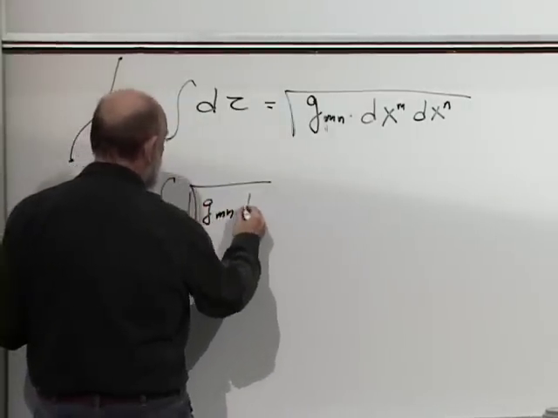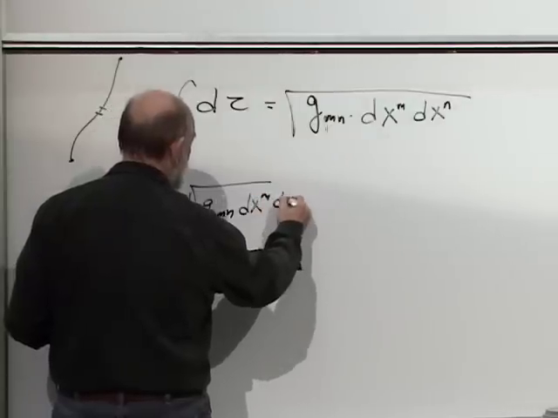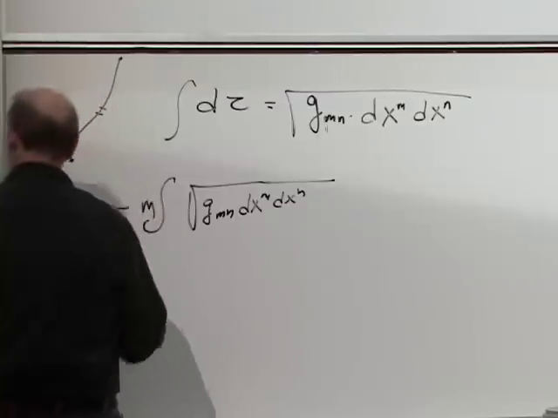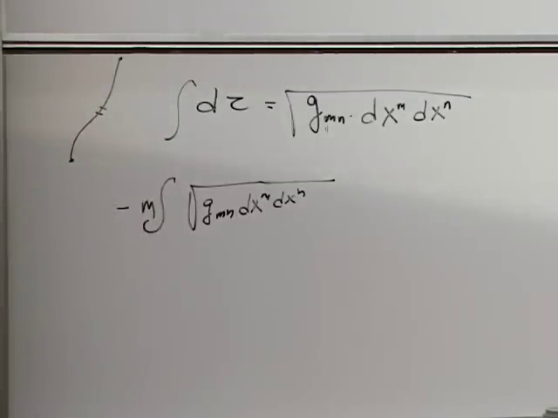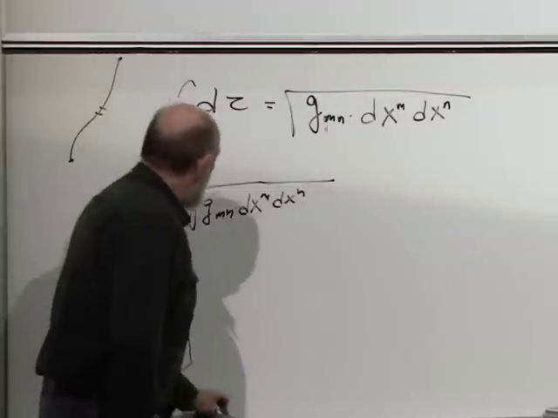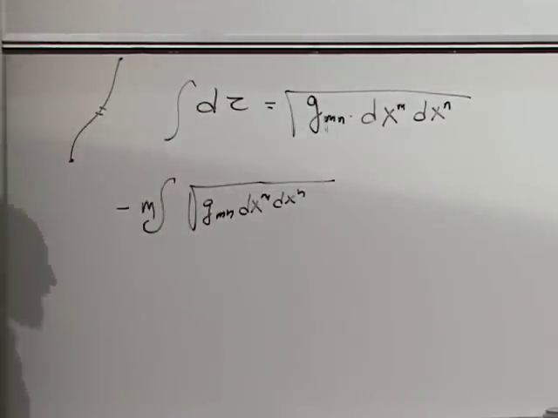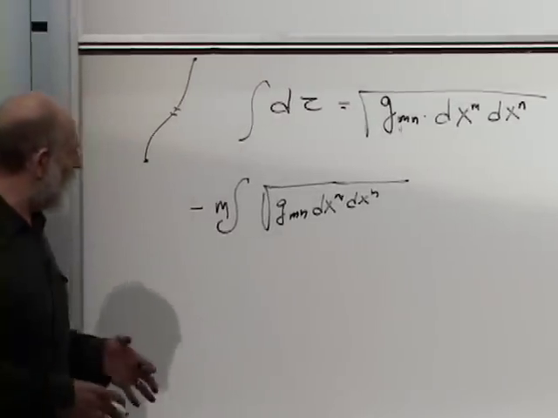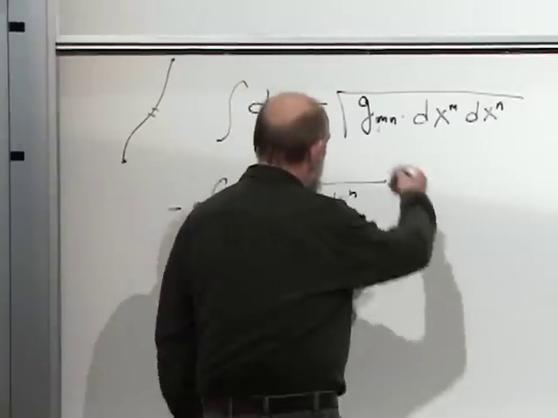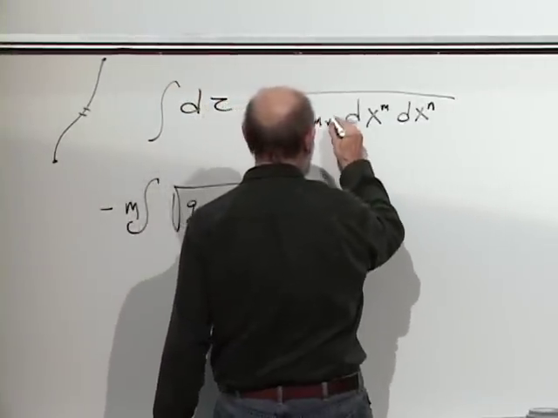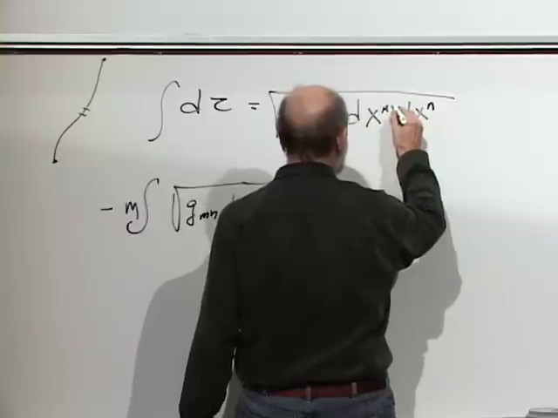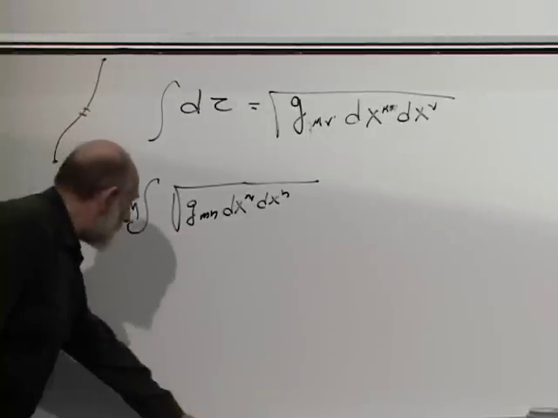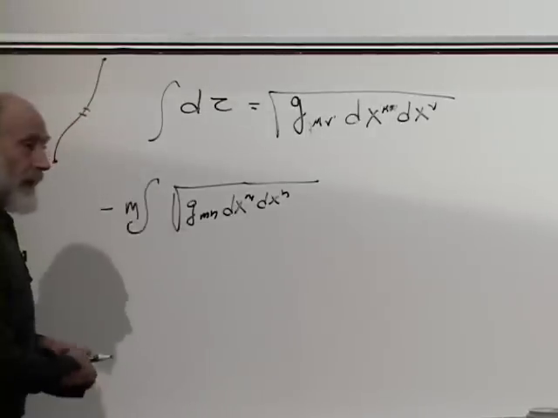The integral of the square root of g_mn dx^m dx^n, times minus m. That's the minus m which appears here. Right? That's the action. Now, what can I do to it to make it look more familiar? Pick one of the coordinates, a time coordinate. Let's pick time, x^0, and let's call it time. This is g_mu nu dx^mu dx^nu, and so forth, okay? And let's write this whole thing out.